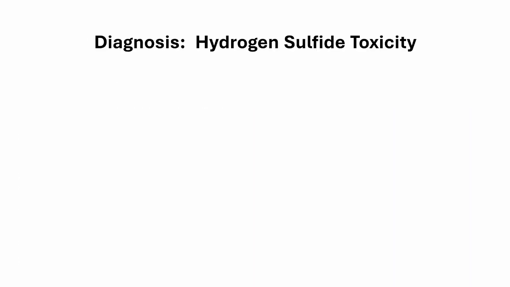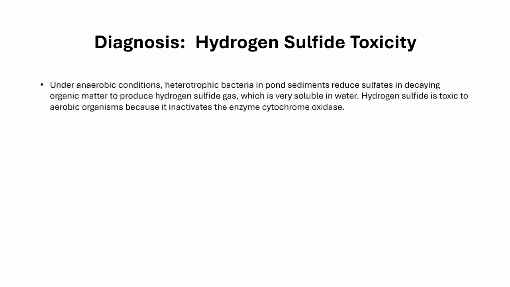And so the diagnosis and the key here was that rotten egg smell. It's hydrogen sulfide toxicity. So under anaerobic conditions, heterotrophic bacteria in the pond sediment will reduce sulfates in decaying organic matter to produce hydrogen sulfide gas. That hydrogen sulfide gas is usually trapped in the debris on the rocks on the bottom of the pond, and it doesn't bother the fish because it's not being released. As soon as you start digging around in that bottom, you will see gas bubbles coming up.